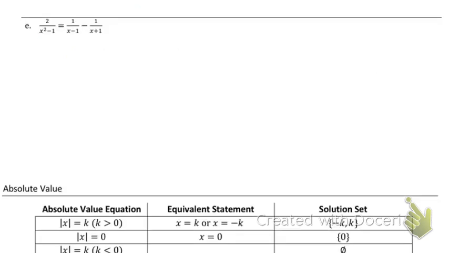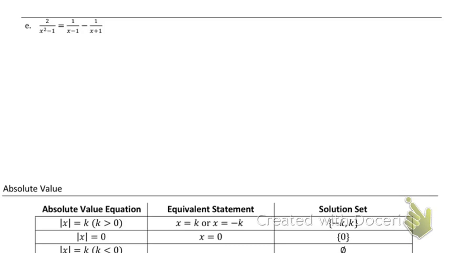Okay, our next one. You could take the time and multiply all of these denominators together. What might be something easier to multiply both sides by? That wouldn't be all 3 of your denominators multiplied together. Aaron? You did x minus 1 times x plus 1. Yep. That's exactly right. We just have to multiply both sides by x minus 1 times x plus 1.